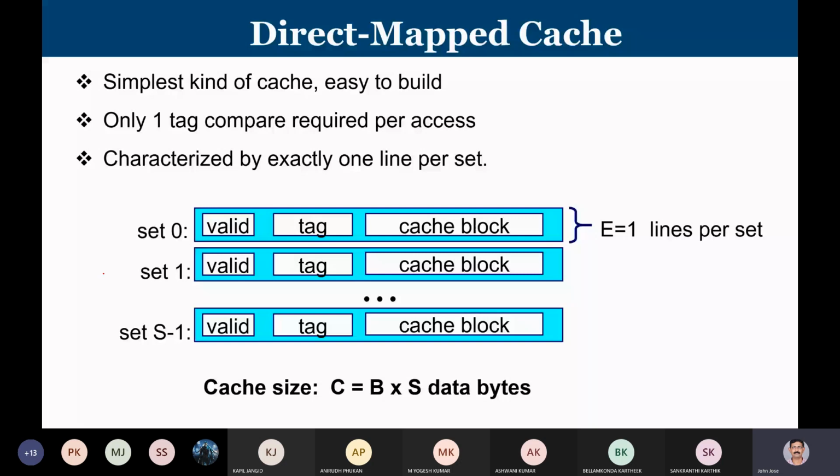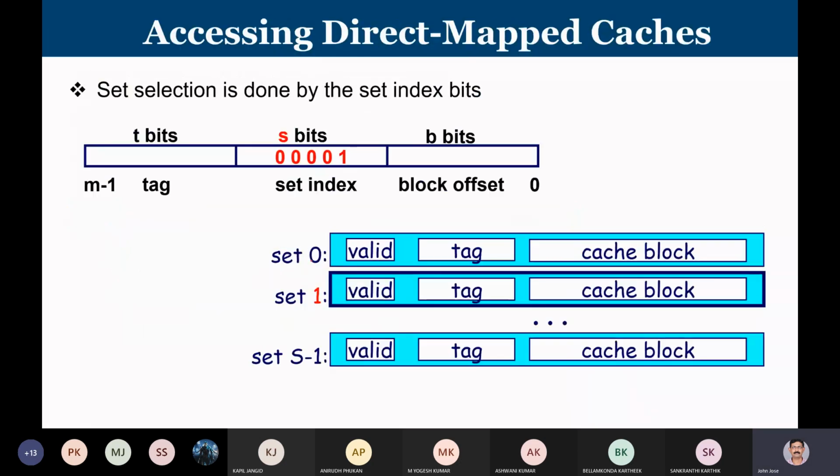So direct mapped cache is the simplest kind of cache, which is easy to build. You need to compare only one tag. Direct mapped cache means your associativity is equal to 1, E equal to 1. The cache memory is divided into sets, each set has only one line. So I need to compare only one tag from the address, whatever you get.